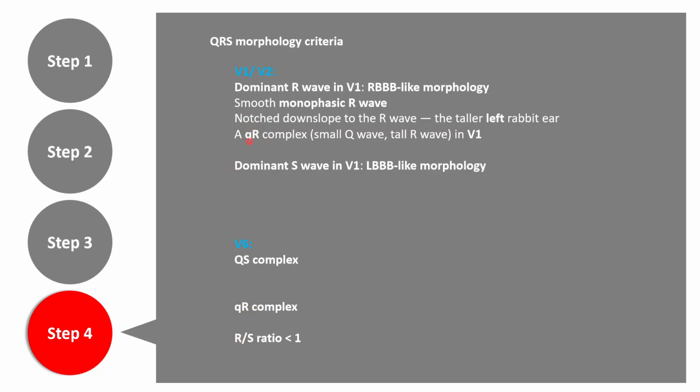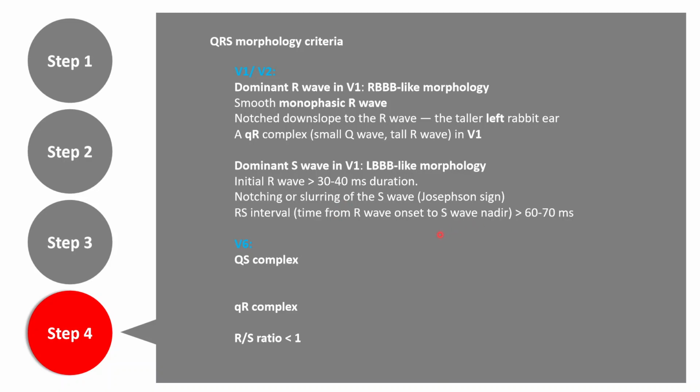The difference is here: this is under right bundle branch block morphology, and here this is under left bundle branch block morphology. In case of the left bundle branch block morphology in V1 or V2, you can have either the initial R wave more than one smaller square, which is 40 millisecond, or there can be something called a Josephson sign, and we'll talk about it in a minute, or the RS interval, which is from the beginning of the R wave to the nadir of the S wave, is more than 60 or 70 millisecond.